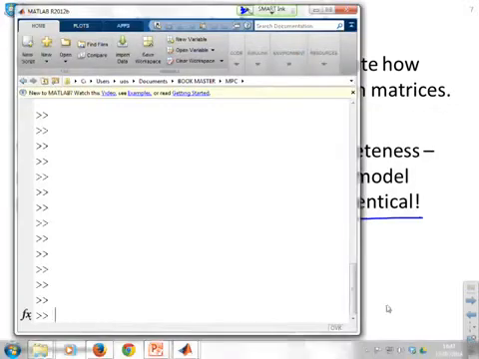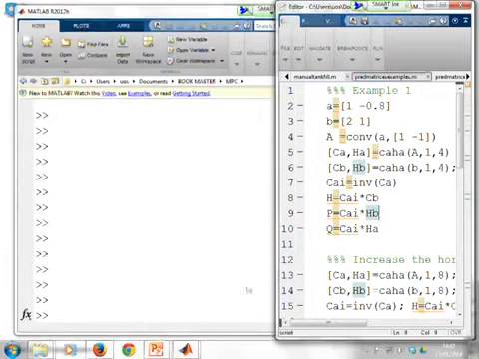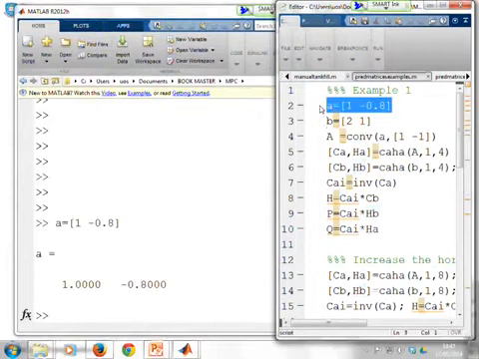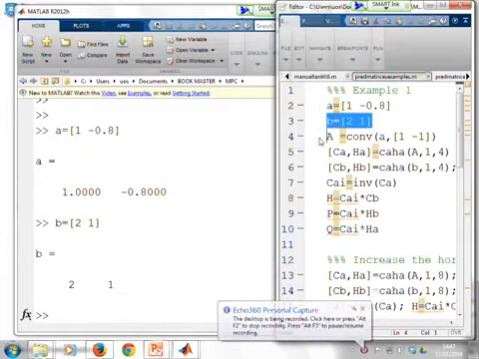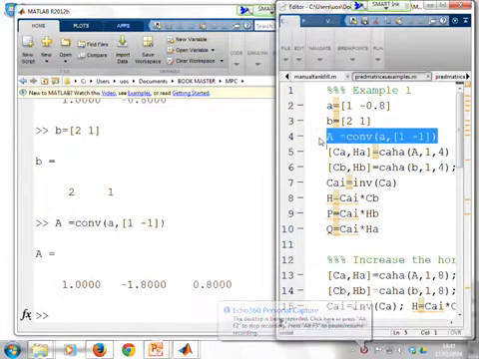So we go to our MATLAB window, we find our file. Okay, so first thing, let's enter our A polynomial. There it is, 1 minus 0.8. Enter a B polynomial. There it is, 2, 1. And then we basically multiply this A by delta to get your capital A. So you can see you can use the conv function in MATLAB.